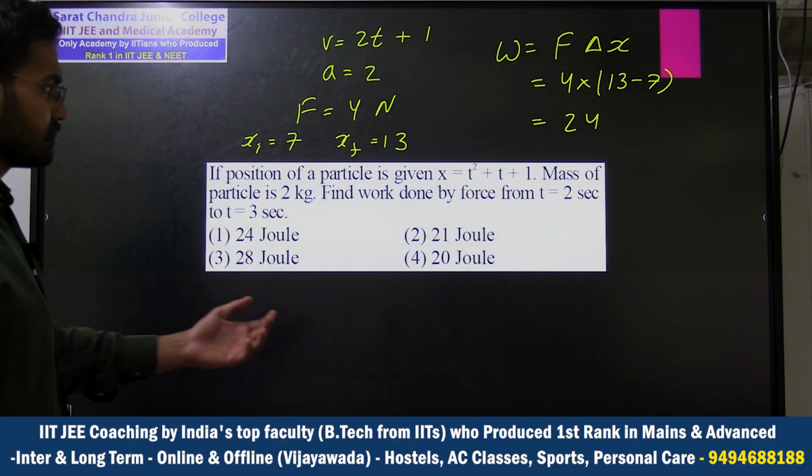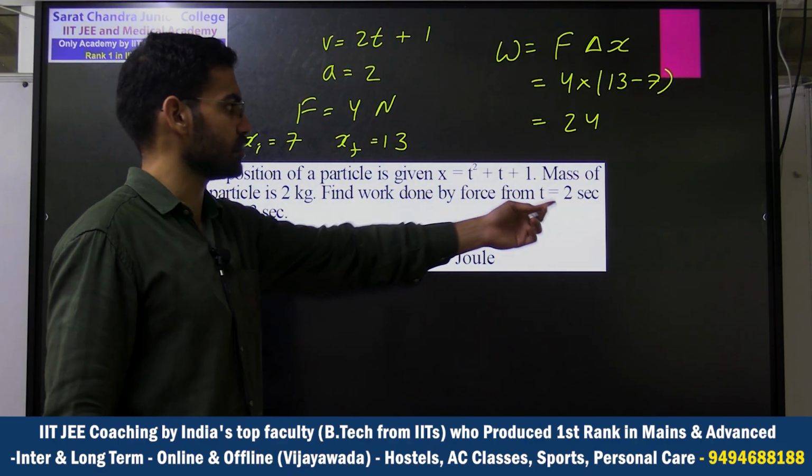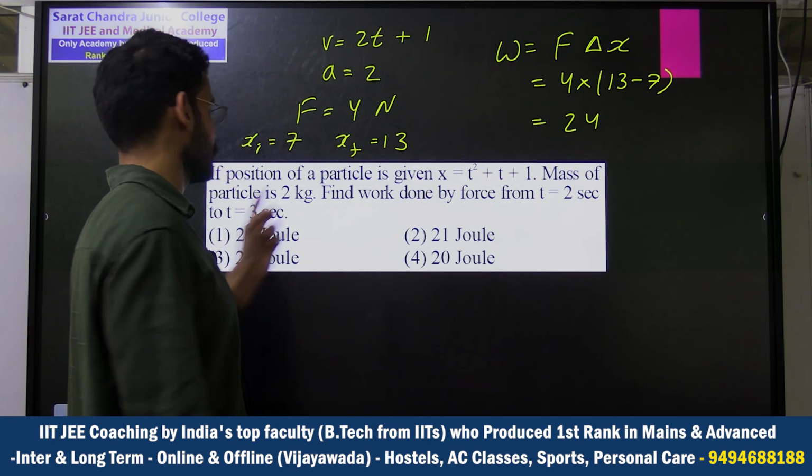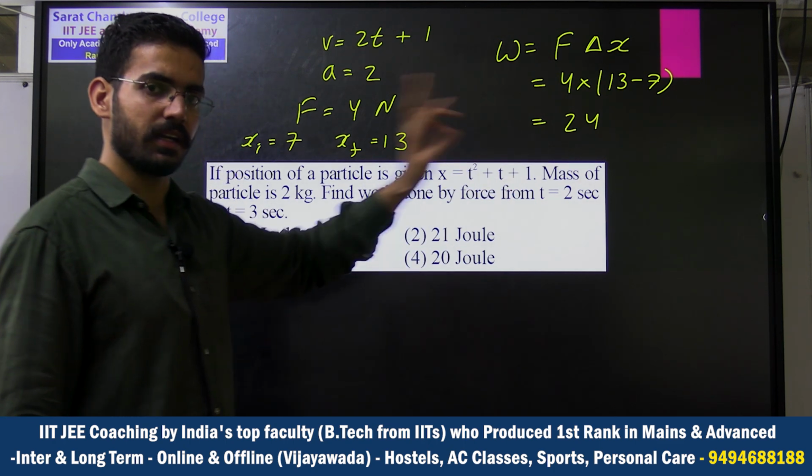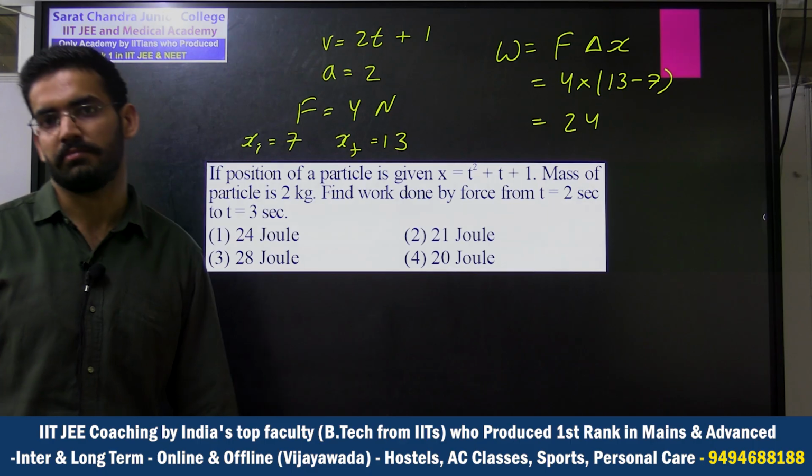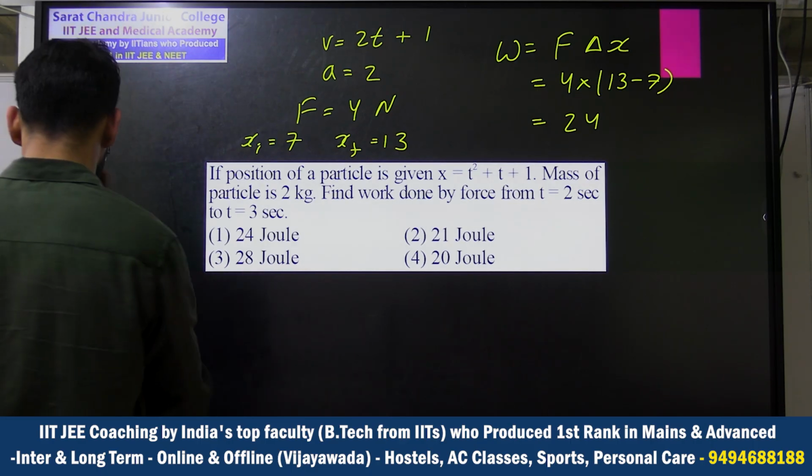The other way, you can go for velocity. At t equals 2, you can find the velocity, and at t equals 3, you can find the velocity. And K final minus K initial is the work done. That is also one way. Next.